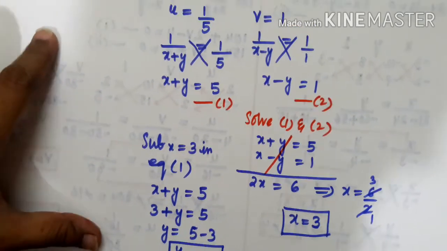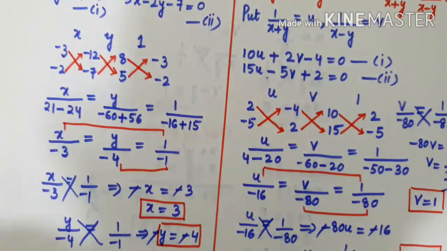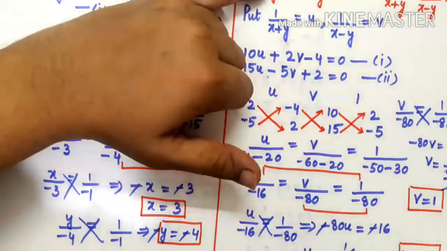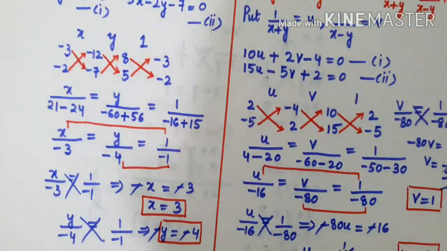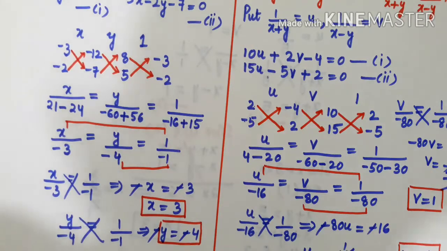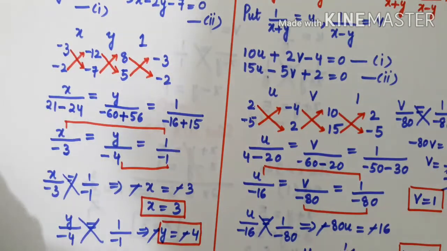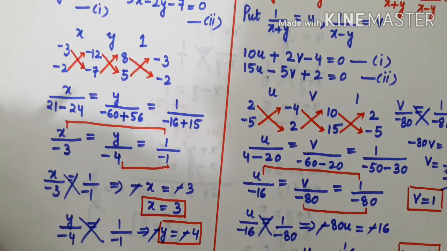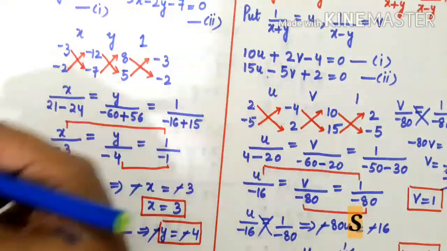Now here in this problem, 1 by x plus y is given. In some problems it will be given only 1 by x. For that x you need to assume u. Then for y, 1 by y, you need to assume v. In some problems a hint will be given to take 1 by x plus 1 as u and 1 by y plus 1 as v. Wherever a hint is given, you have to take according to that, otherwise you have to take in this way.